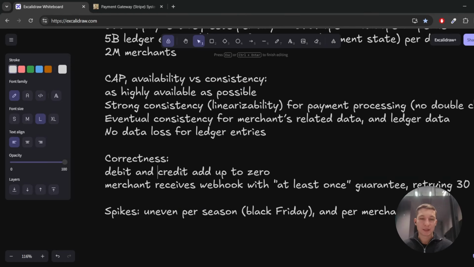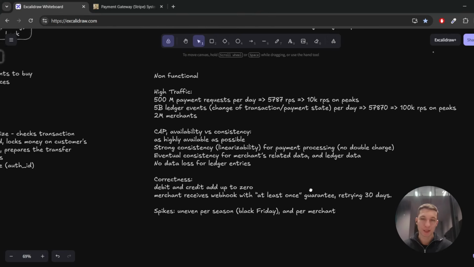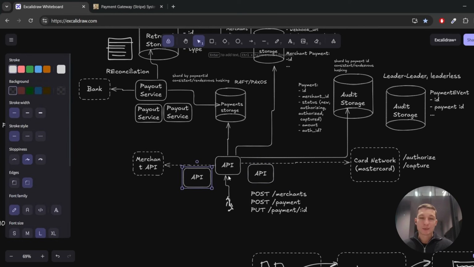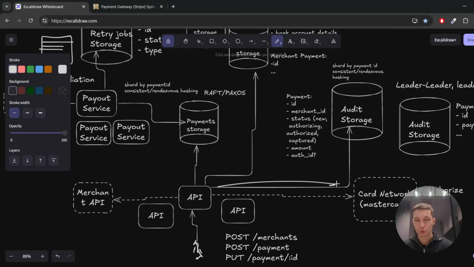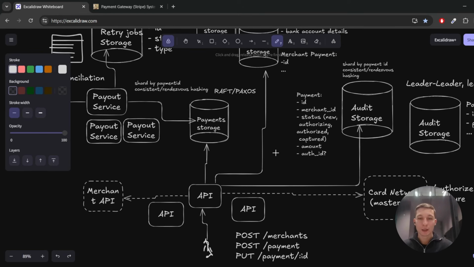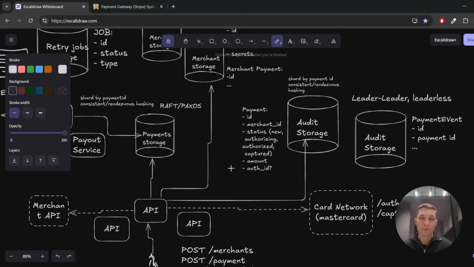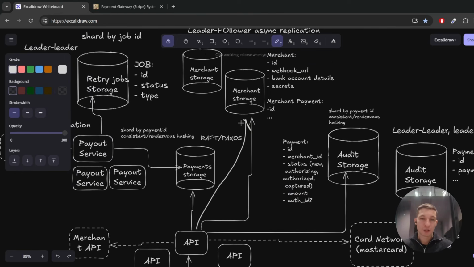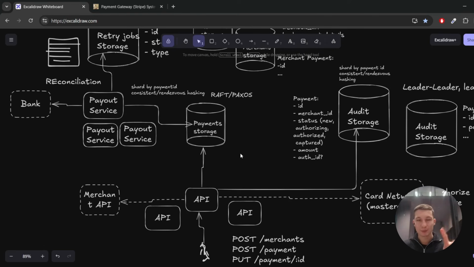Next up, debit and credit add up to 0. This is kind of ensured through our audit storage, and the merchant receives a webhook with at least once guarantee, retry in 30 days. Actually, you might notice already a small design problem here, because what do we have here? Whenever we write to the card network or certain request and we update our payment status, we actually need to update a bunch of different things. So first of all, we need to send an update to the merchant webhook. Second thing, we need to update audit storage. Then we might need to also update merchant storage in case we want to sync the data there, right? So it is one operation result, but 3 side effects.